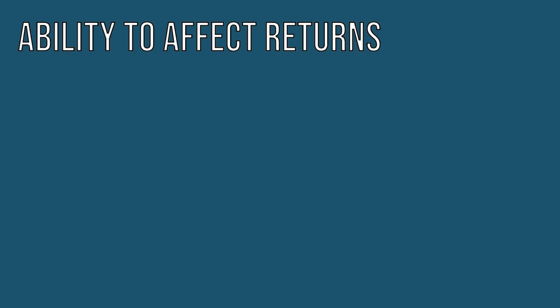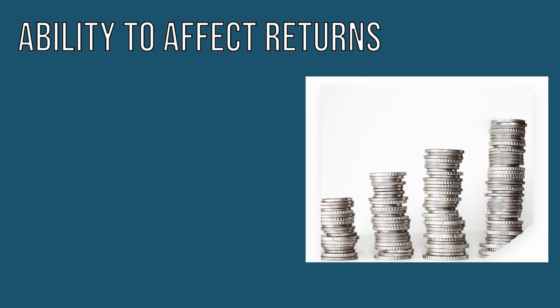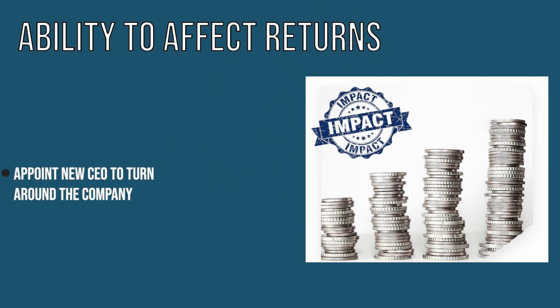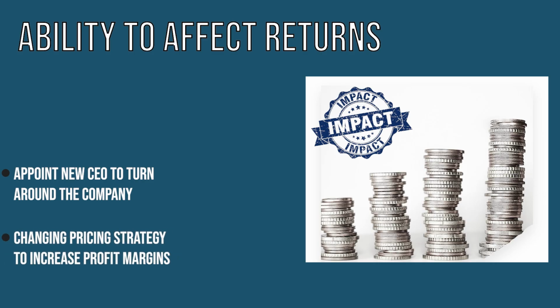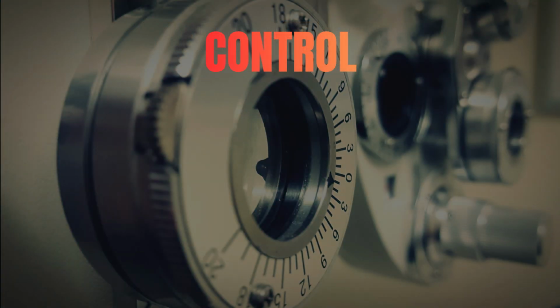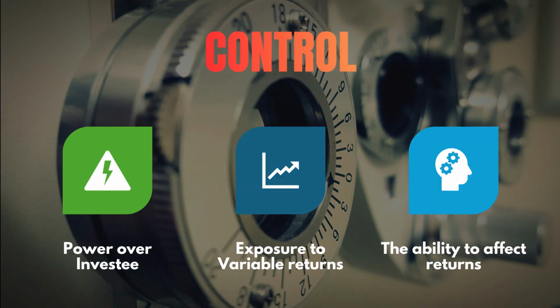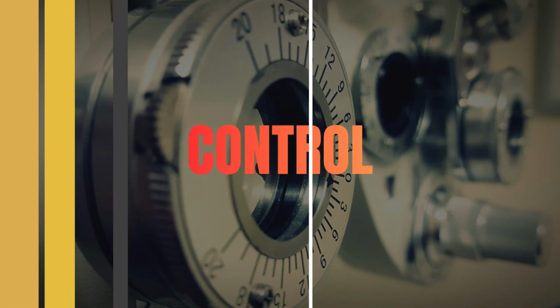And thirdly, the ability to affect returns. It's not enough to have power on paper. You must be able to use that power to impact your returns. For example, you appoint a new CEO to turn around the company. You change the pricing strategies to increase profit margins. However, the key is when all three of these elements are present, then you have control over the investee.